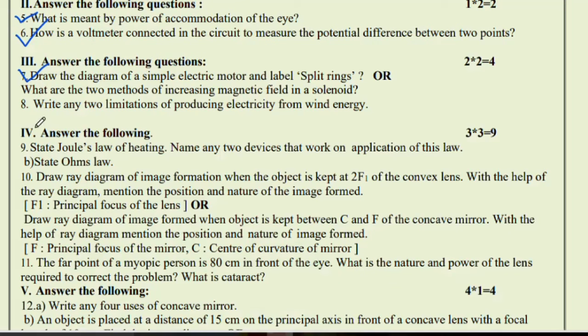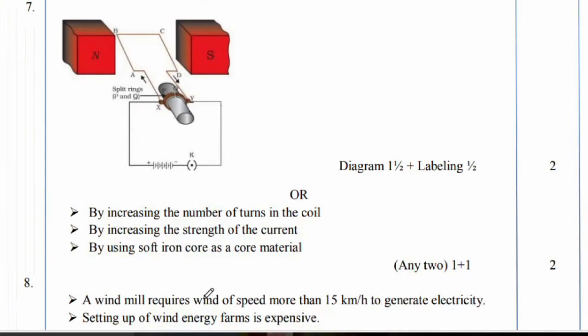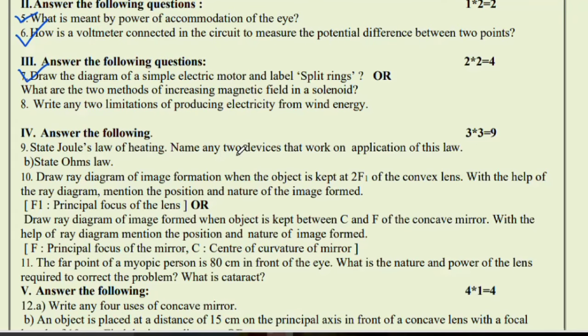Next, for that question you have option, what are the two methods of increasing magnetic field in a solenoid? How you are going to increase the magnetic field in a solenoid? That is by increasing the number of turns in the coil, then by increasing the strength of the current, by using soft iron core as a core material. So by doing this the strength of the magnetic field increases.